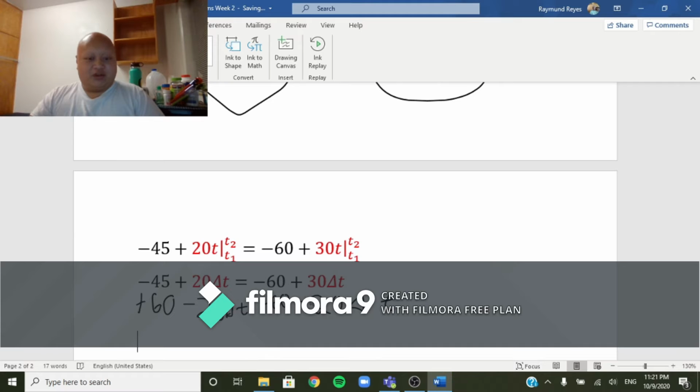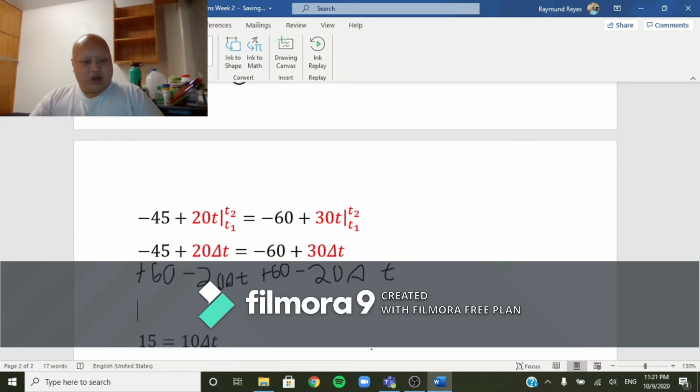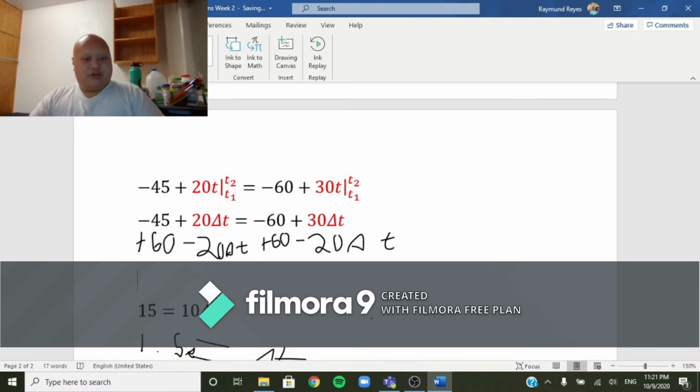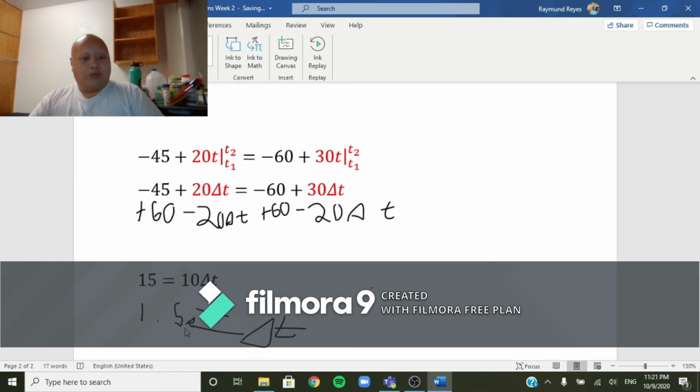So yeah, and now you have to do some algebra here. Add 6t to both sides, and then subtract 20 delta t on both sides, and then you get 15 equals 10 delta t. And now you divide by 10 on both sides, and then you get 1.5 seconds equals the change in time.